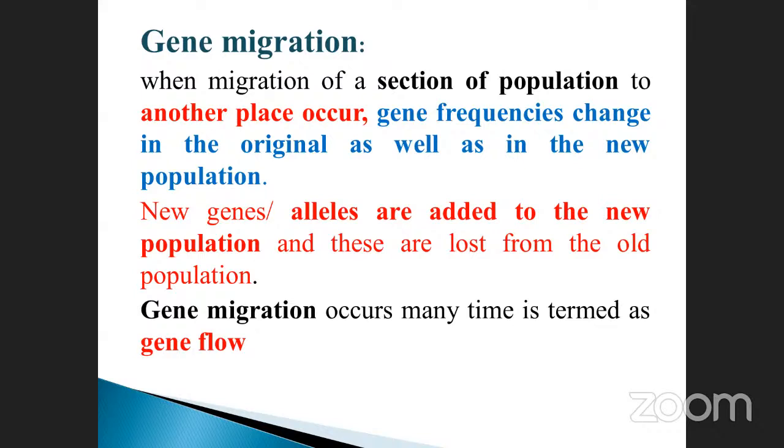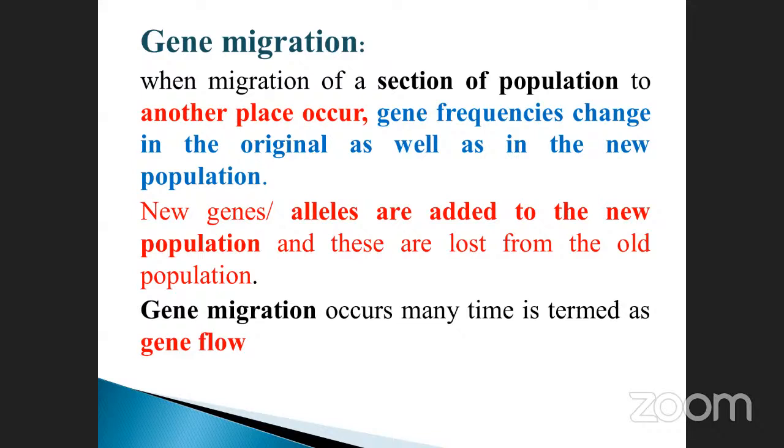Suppose we take an example: we all migrated from Central Asia, isn't it? So we are a new population compared to the Central Asian people. That is gene migration. The new genes, the alleles, are added to the new populations. That means a comparison between the ancestor and the migrating people, or any migrating organism.